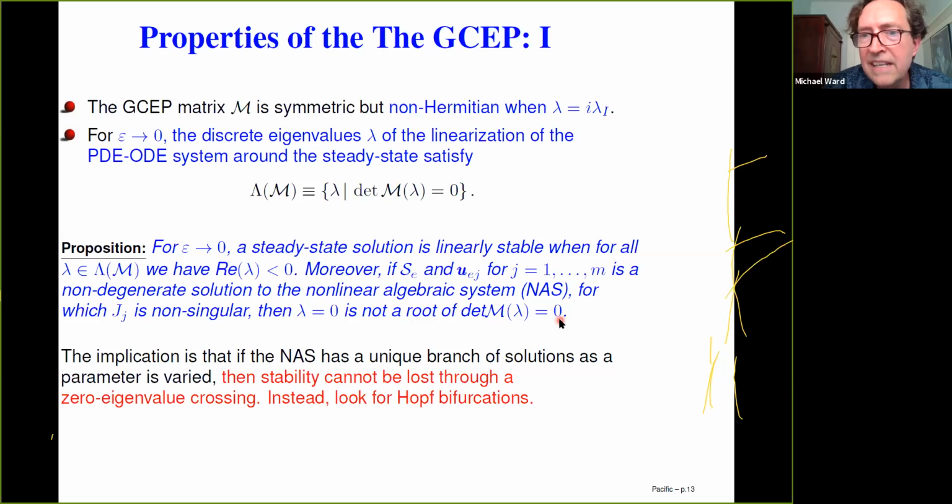So what that means is that the way you can get an eigenvalue to cross from the stable left half plane to the unstable right half plane cannot be through a 0 eigenvalue crossing if you have a branch of solutions that does not have a bifurcation point, exactly as you would expect. So you would think then that stability could be lost through a Hopf bifurcation, through crossing the imaginary axis.